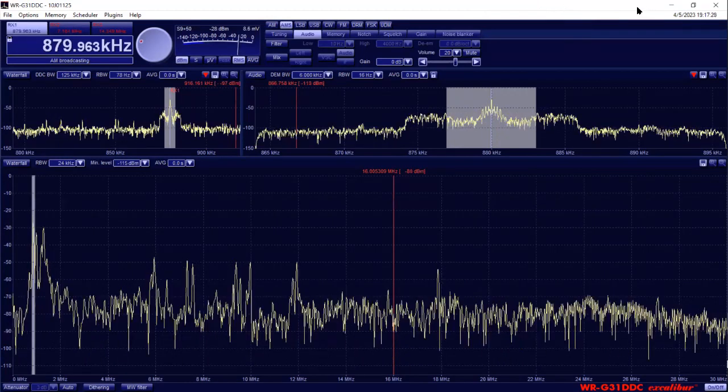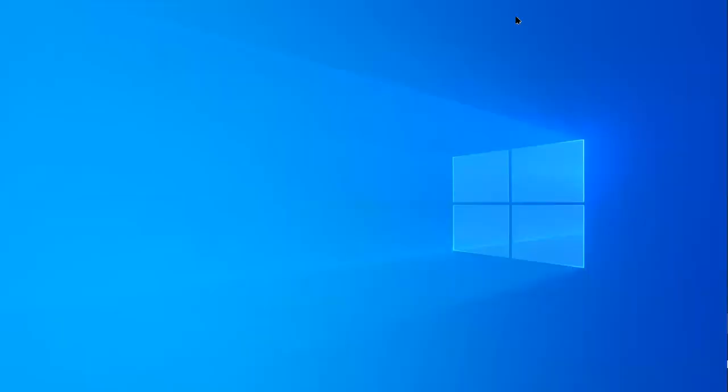What happens if you click the lower sideband button? Does it take you back to the other frequency?